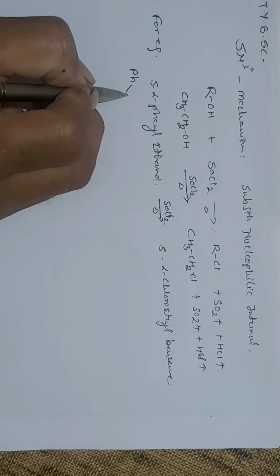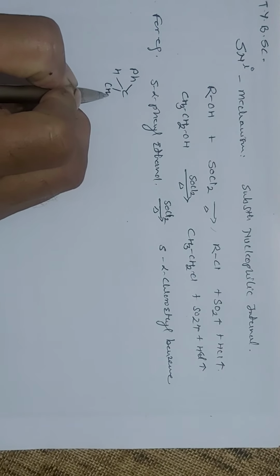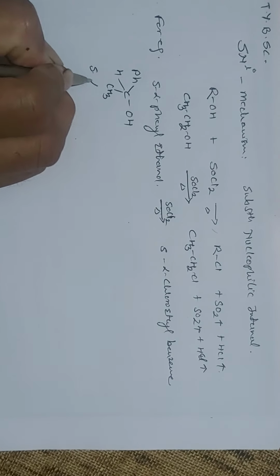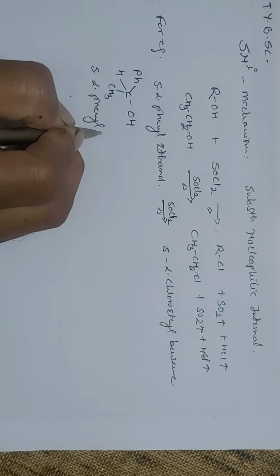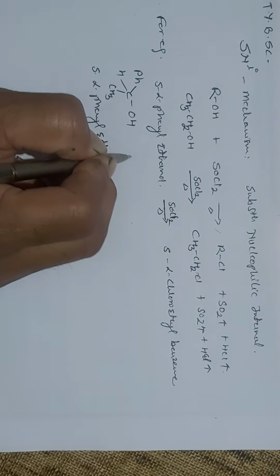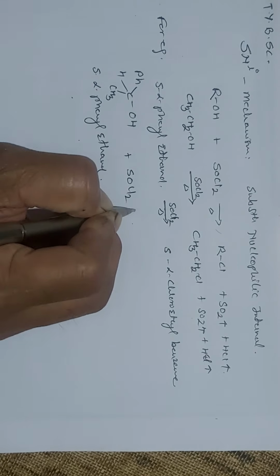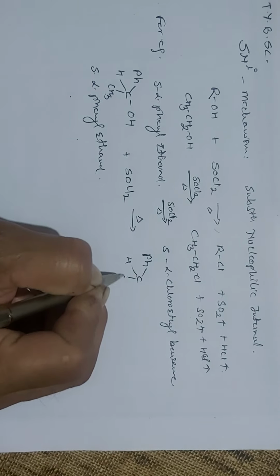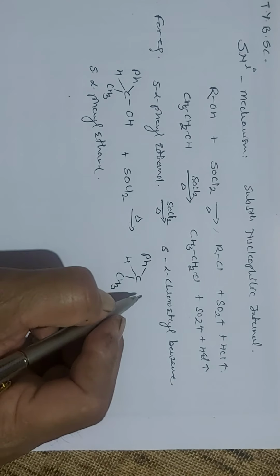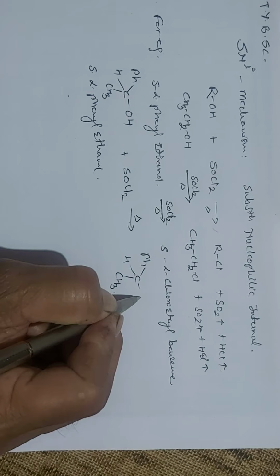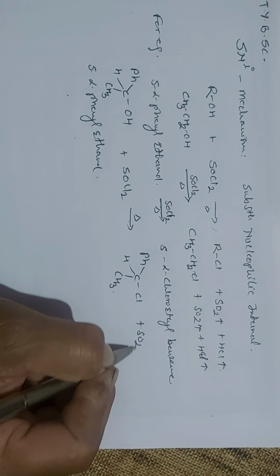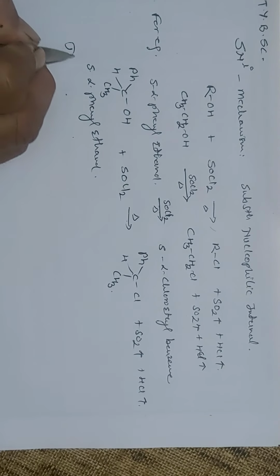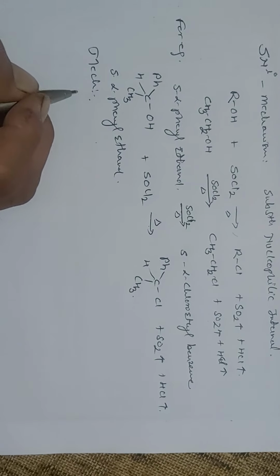And so here the phenyl ethanol molecule, this S alpha phenyl ethanol, on reaction with thionyl chloride gives you the formation of S alpha chloroethyl benzene as a product. And so here we will discuss the mechanism of the reaction, how this reaction proceeds.